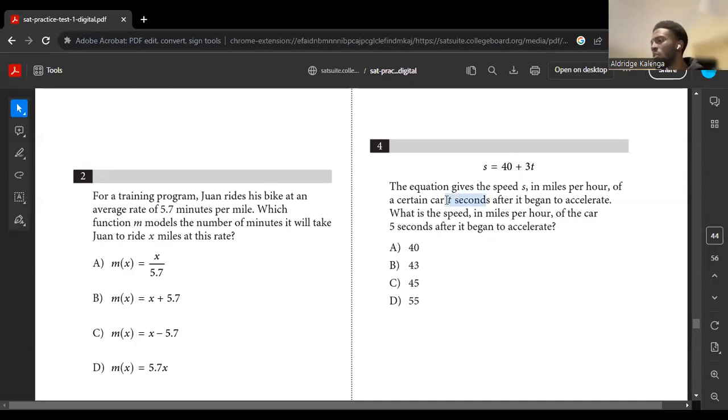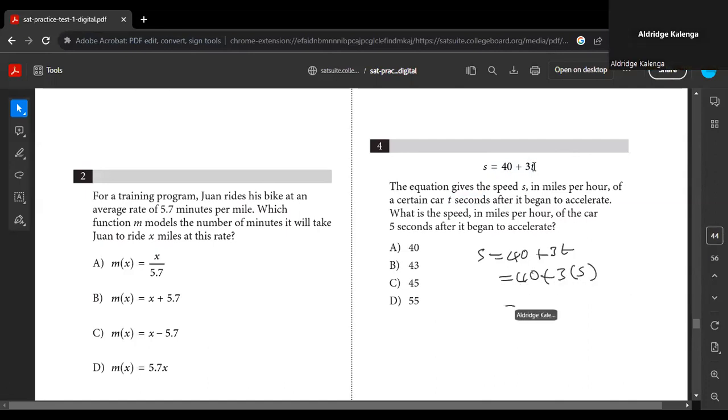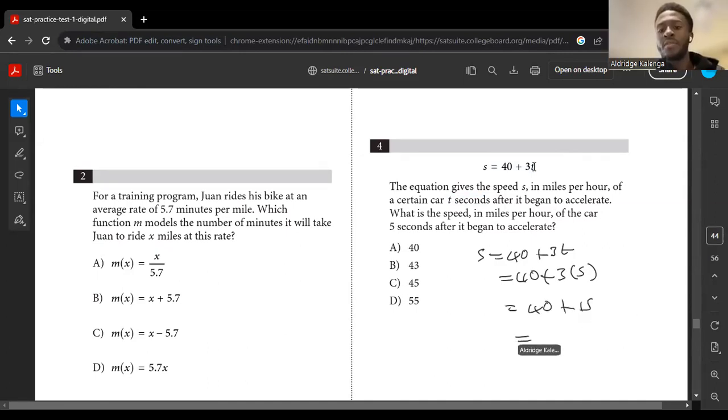They're asking you what's the speed when the car is accelerated after 5 seconds, right? So in short, t is equal to 5. So we just substitute t for 5. With s equal to 40 plus 3t, we substitute t for 5, which means we're going to have 40 plus 3 times 5, which is 15. So we have 40 plus 15, which is equal to 55. And our answer is D.